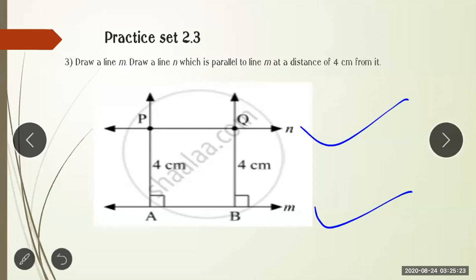Here we have completed our chapter, chapter number 2, parallel lines and transversal, all three sections, practice sets 2.1, 2.2 and 2.3. Whatever is the remaining part is homework, which you will get from the School Magica app. So here I have completed the chapter.